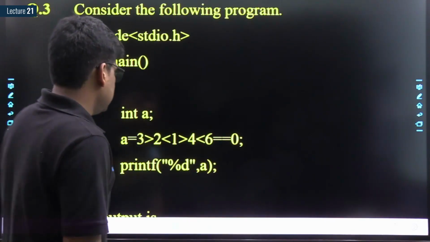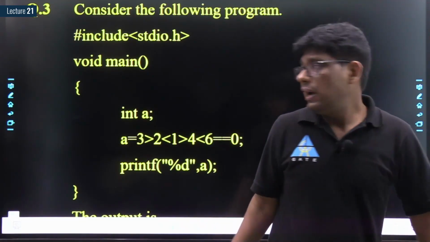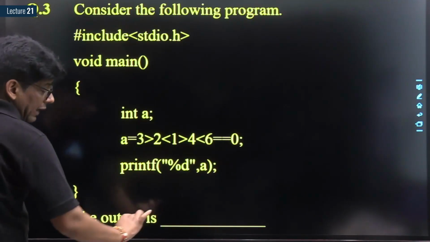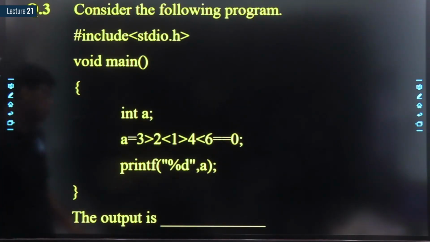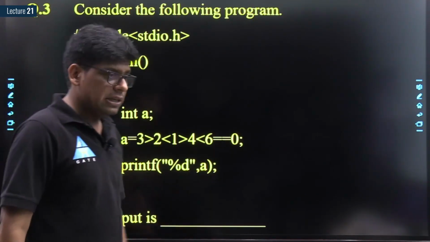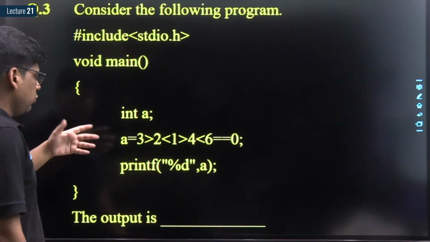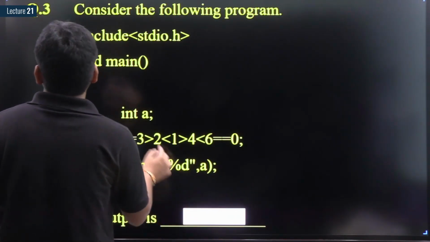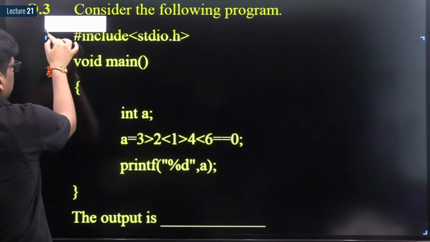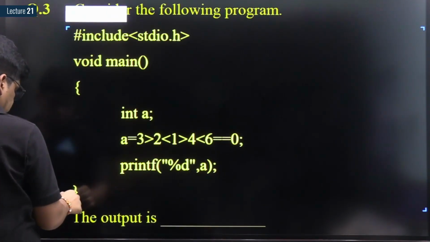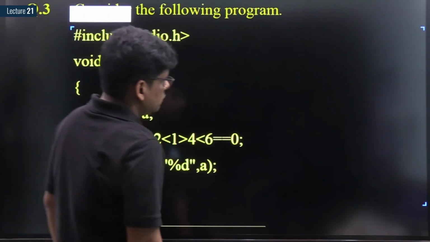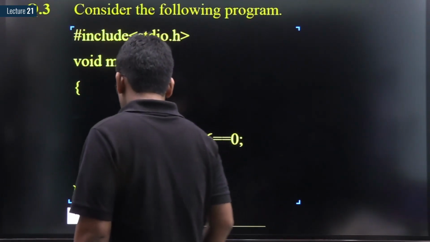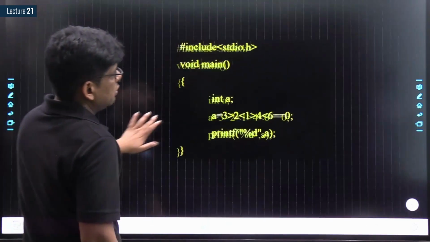Workbook question number 3. Just pause the video and think for a moment. Again the question is asking what the output is. I didn't provide any options. Try to find out the output. It is totally based upon the relational operator concept. Think for a moment, pause the video and try to find out the output.